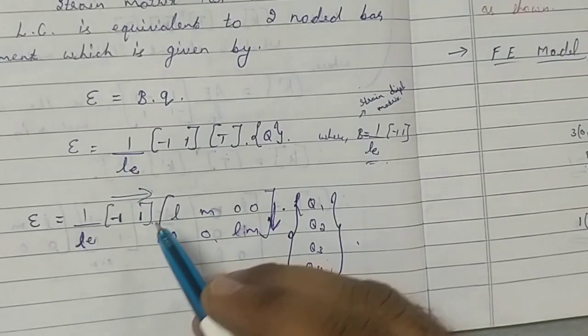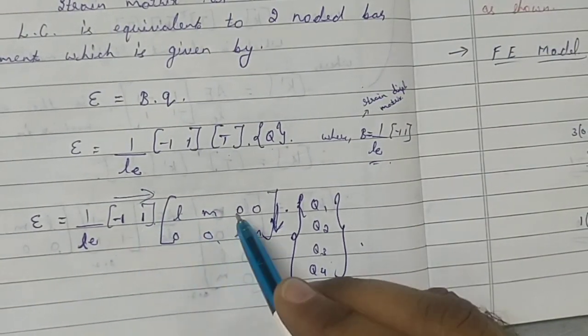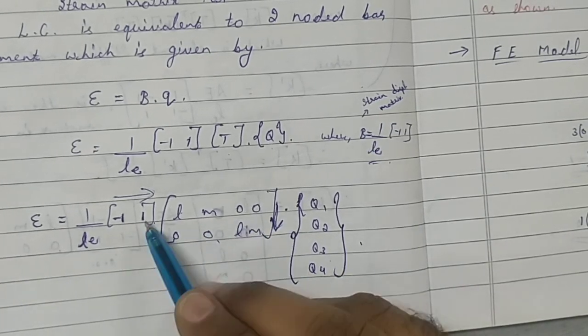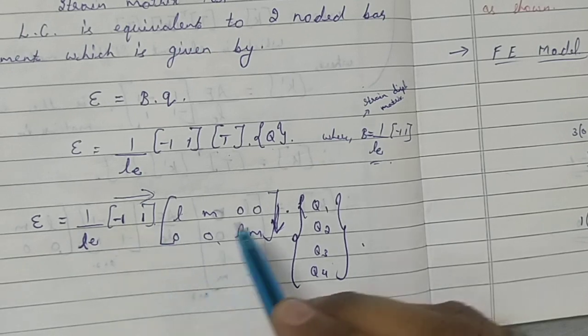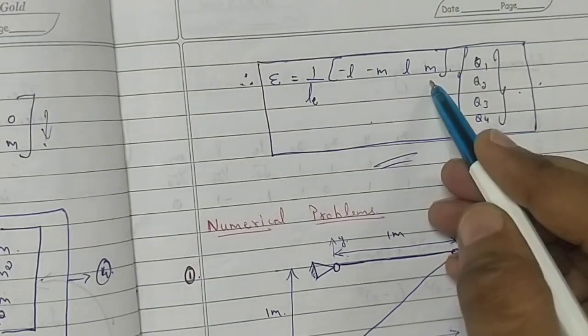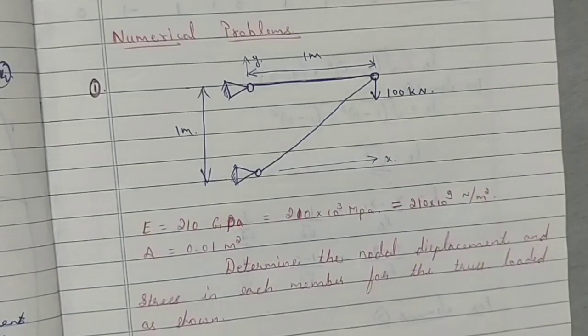Minus 1 into LS minus L, 1 into 0 is 0, minus 1 into MS minus M, 1 into 0 is 0, minus 1 into 0 is 0, 1 into LS, L, minus 1 into 0 is 0, 1 into MS, M. Got it? That's how you derive the equation for the stream. So next, we'll move on to numericals on trusses.